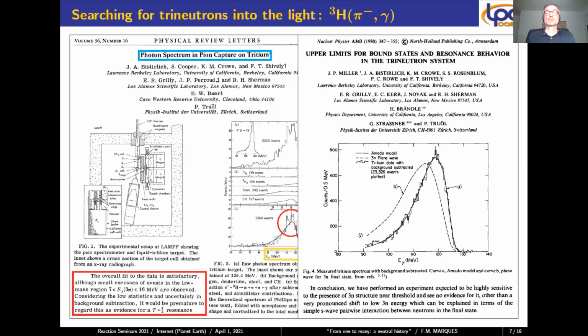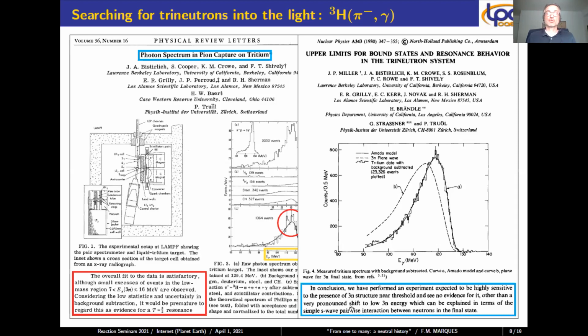So the dashed line is the equivalent of phase space, a 3 neutron plane wave, and the solid line is the same thing, but with the effect of the 2 neutron final state interaction. And you see that it reproduces very well the shift toward the threshold. The data are very high statistics, very good resolution, and you have a perfect agreement.